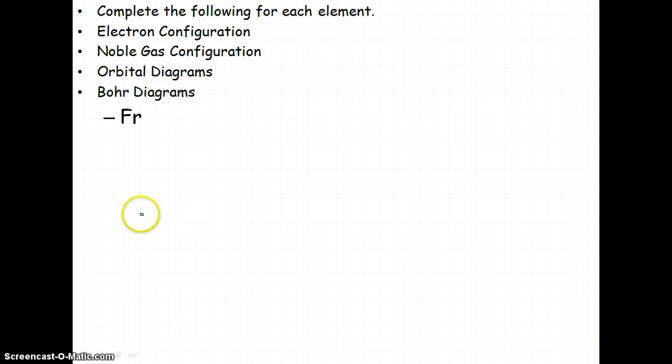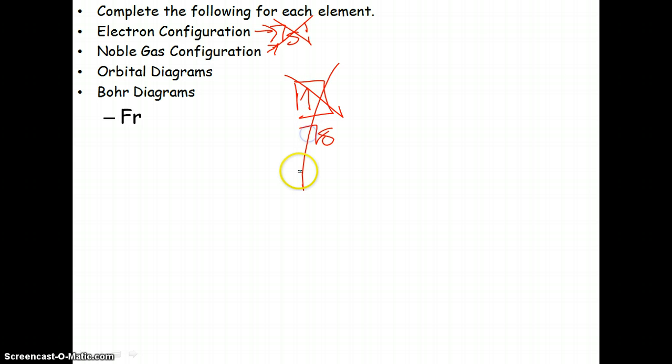Okay, francium is the opposite. You lose an electron. So francium ended up in 7s1. So basically 7s1 goes away in the electron configuration and the noble gas. In the orbital diagram, you would have had 7s with an up arrow. Well, it goes completely away. And then for your Bohr diagram, you just take off one electron on the outside ring.